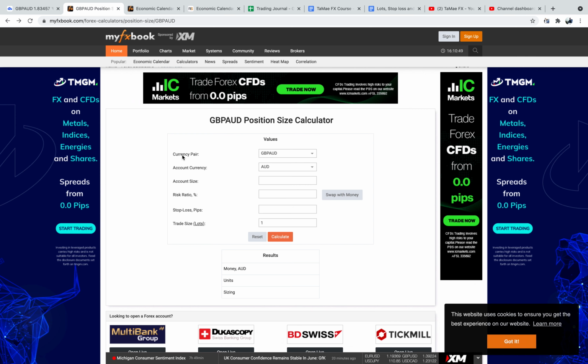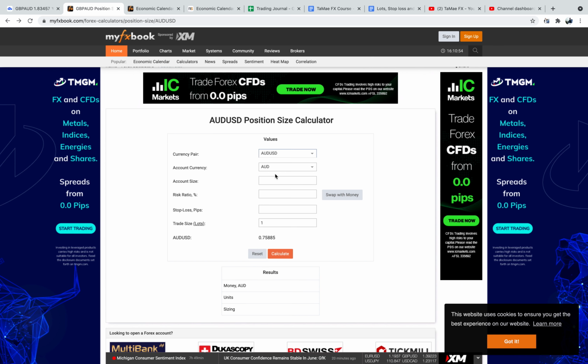Okay, so it will give you a currency pair that you're trading. For example, we're talking about AUD USD. Then you select that. Then account currency. What currency are you trading? The United States dollar or GBP or CAD? I'm in Australia, so I use the AUD. Then the account size, we spoke about 500 in the example. If you have $500, then it asks you how much you want to risk per trade. I said we are risking 1%.